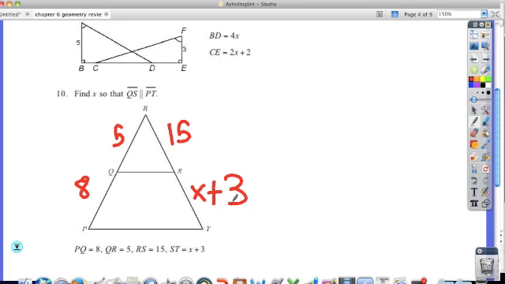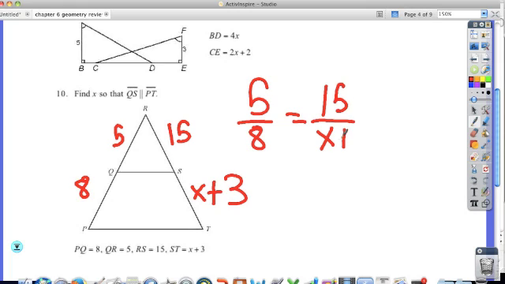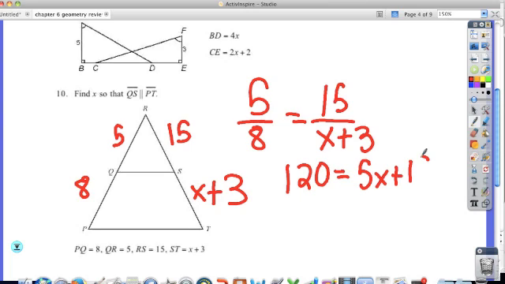Okay? So how do I want to set that up? Can you set it up so it's 5 over 8 equals 15 over x plus 3? Okay? 8 times 15 is 120. Do we agree? Yes. Okay. 5x plus 15, correct? So when we solve, I'm going to subtract 15 from both sides. And I get over here 105.